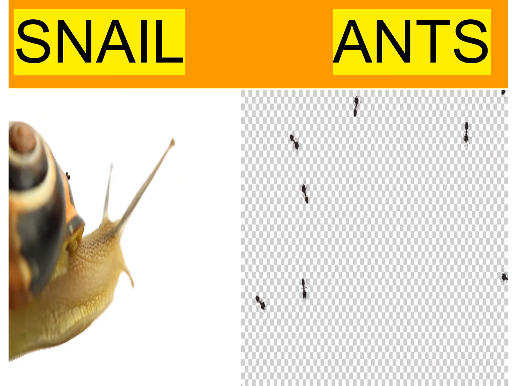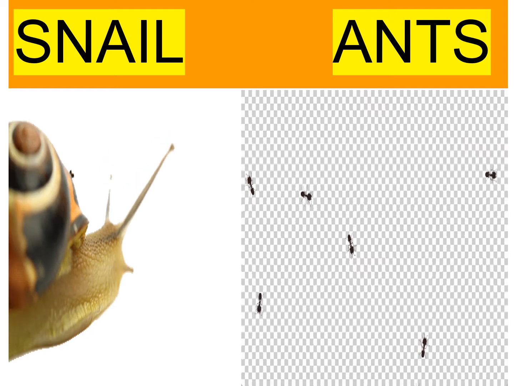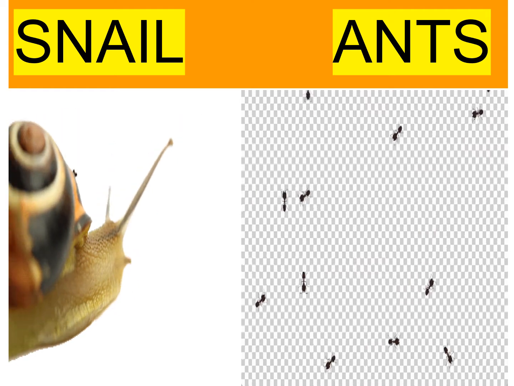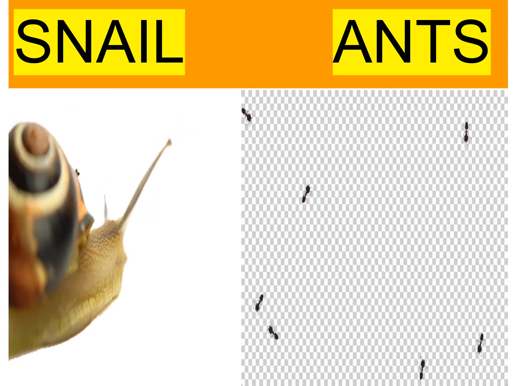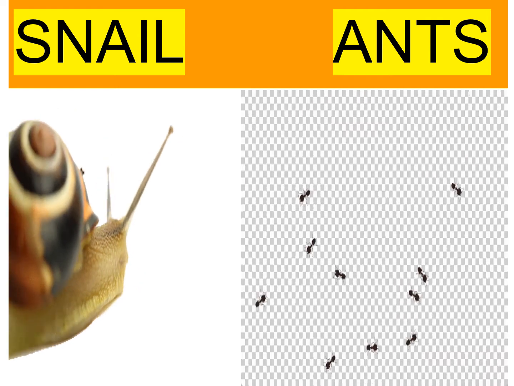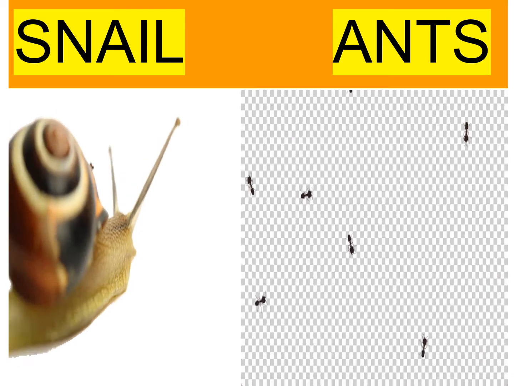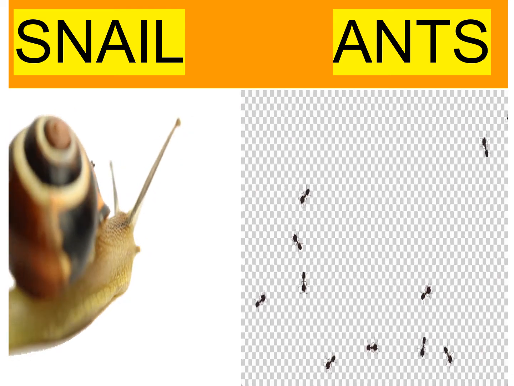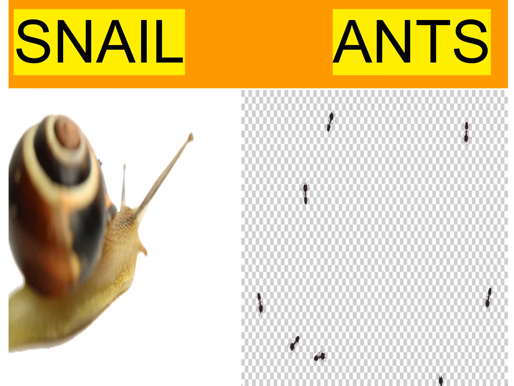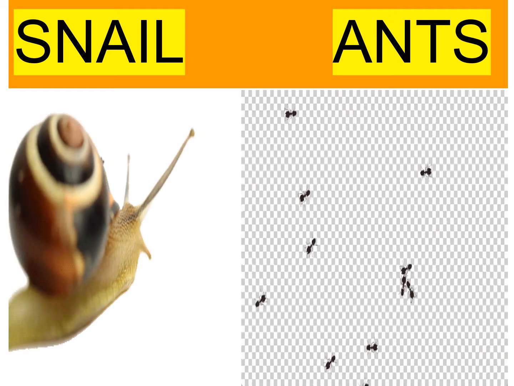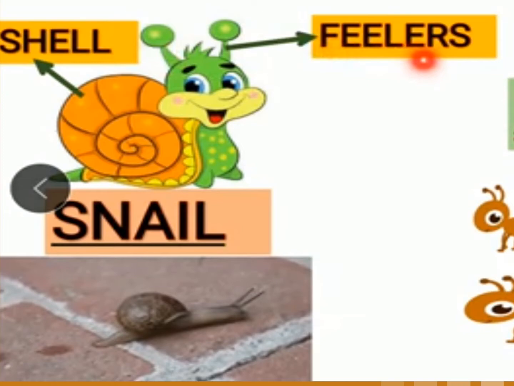And see, you all know these black ants. In the story they both are friends. See, one ant is on the top of the shell, sitting on the shell. The conversation between these two characters is given in this lesson. Now see the shell and the feelers of the snail. Using these feelers only, the snail will identify what is happening around it.